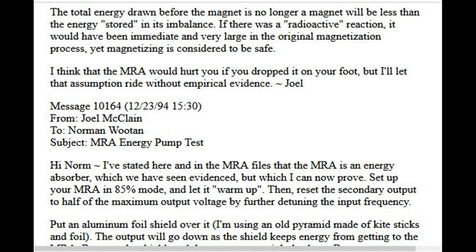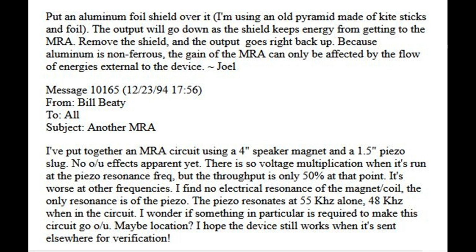Set up your MRA in 85% mode, and let it warm up. Then, reset the secondary output to half of the maximum output voltage by further detuning the input frequency. Put an aluminum foil shield over it. I'm using an old pyramid made of kite sticks and foil. The output will go down as the shield keeps energy from getting to the MRA. Remove the shield, and the output goes right back up. Because aluminum is non-ferrous, the gain of the MRA can only be affected by the flow of energies external to the device. Joel.